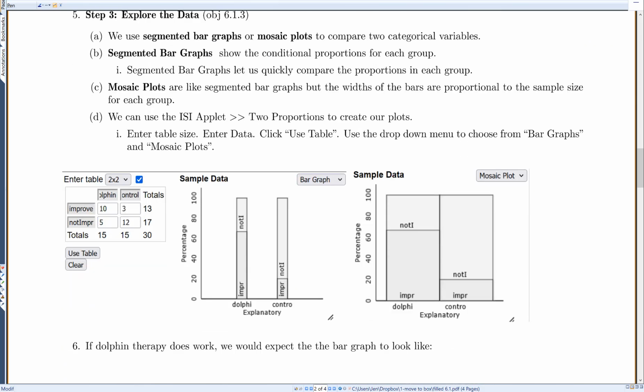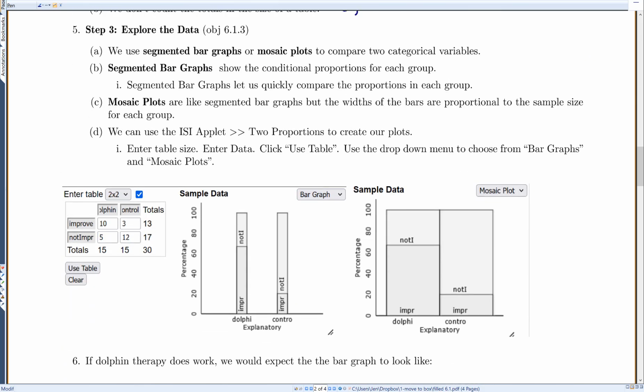Step 3 is to explore the data. So we can use what's called segmented bar graphs or mosaic plots to compare our 2 categorical variables. So a segmented bar graph shows conditional proportions for each group, and those let us quickly compare the proportions for each group. So coming down here to this graph, this is our segmented bar graph. They just didn't put that into the applet, and I'll show you how to do it in the applet in a minute. But I want you to look at it.